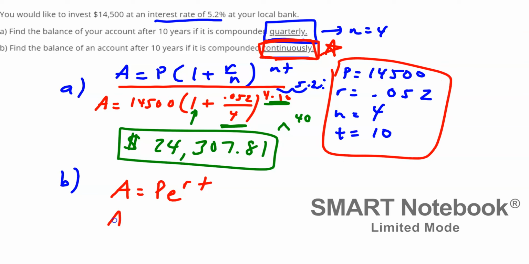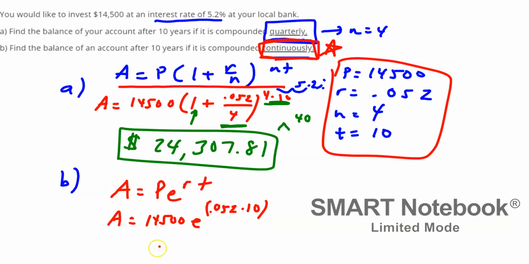So what we need to do is plug in A equals the amount that we're starting with, e, which is just a number, to the rate, 0.052, times the time, which is 10 years. So I'd plug this in directly as you see it. Just make sure when you're plugging in the calculator, I would put parentheses around these two, because these need to multiply before you raise e to the power.